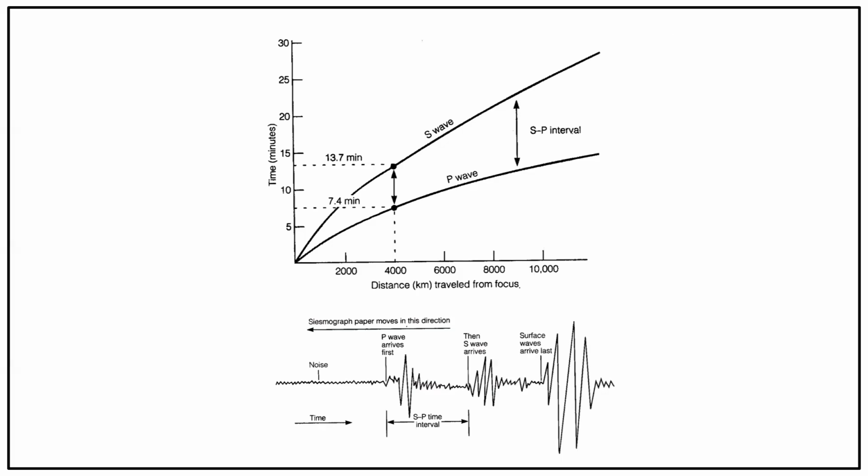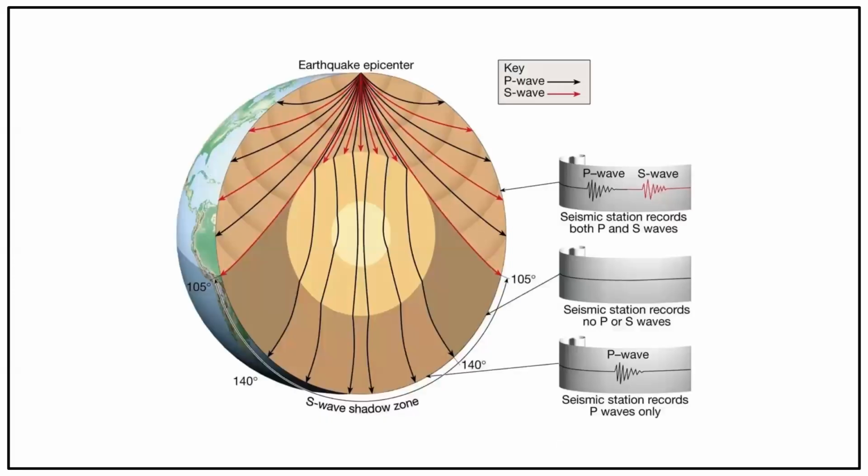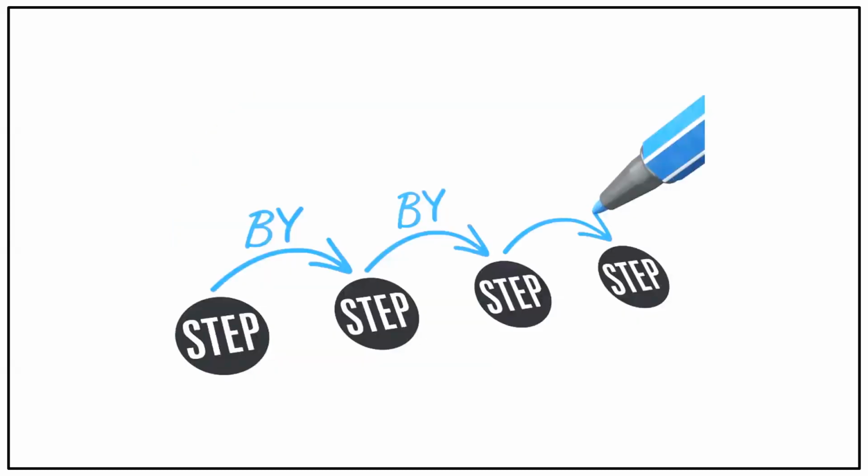Creating a travel time curve, also known as a seismic travel time curve, involves plotting the arrival times of seismic waves recorded at different distances from a seismic event. These curves are essential in seismology for determining the earthquake's epicenter, magnitude, and depth. Here is a step-by-step guide to creating a travel time curve.